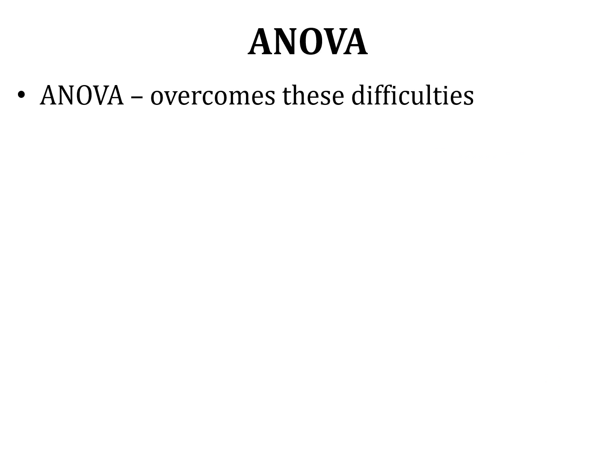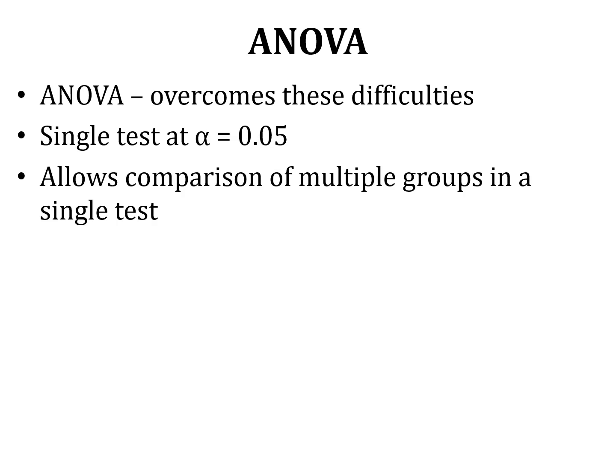So ANOVA is here to help us. ANOVA overcomes these difficulties. ANOVA means the analysis of variance, and this ANOVA is a single test, done at the level of significance 0.05, which is the usual level of significance. So in a single test we are allowed to compare multiple groups, right? Previously the multiple testing was required because the t-test allowed only 2 samples to be tested simultaneously. But here we can compare more than 2 samples in a single test.